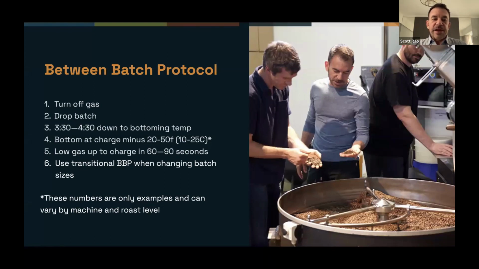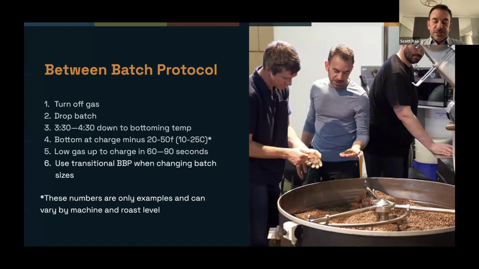Now, the reason I recommend 3.5 to 4.5 minutes is that I've found that there's almost no machine in which you can get to your bottoming temperature faster, but also achieve very consistent roasts all day long. In other words, if you use a successful between batch protocol, you should theoretically be able to roast 100 batches in a row without the machine creeping hotter throughout that time. Now, once you've reached your bottoming temperature, and I'll explain how to find that in a moment, then you would turn on the gas to a setting that will take you 60 to 90 seconds to reach your charge temperature.